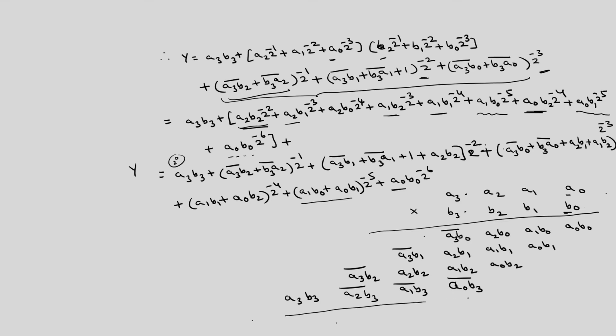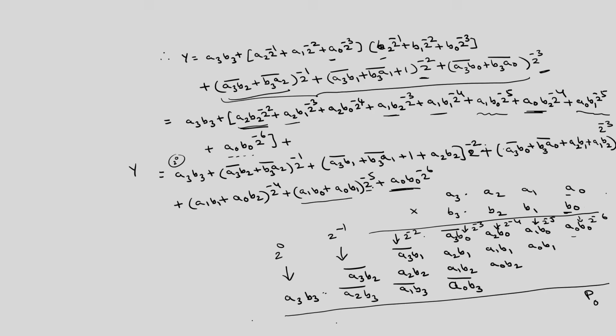If you see here now, this one is the coefficient of 2 raised to the power of 0, this one is 2 raised to the power of minus 1, because the dot will be here. This is 2 raised to the power of minus 2, this is 2 raised to the power of minus 3, 2 raised to the power of minus 4, minus 5, minus 6. You can easily verify this. 2 raised to the power of minus 6 is a0 b0, which is the final output p0.